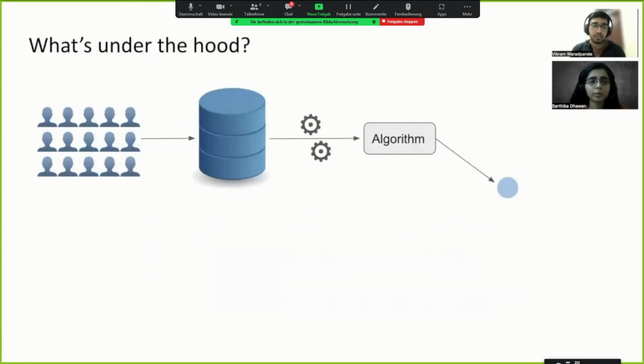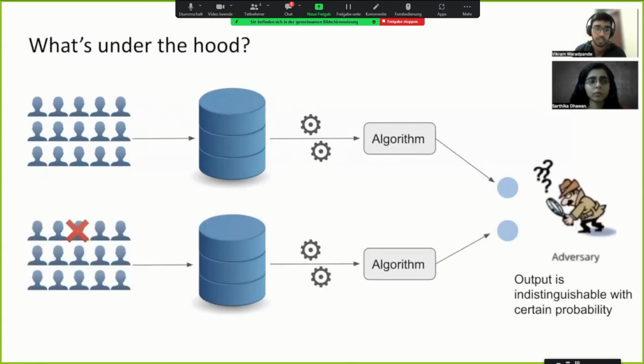So basically, we'll discuss now what's under the hood. Imagine we have a database containing data of a lot of people, and then we have an algorithm which does any sort of statistical analysis on this database. Now, what I can do is take out the information of any one particular individual from this database.